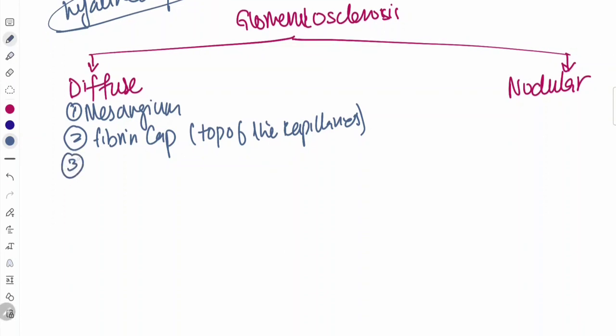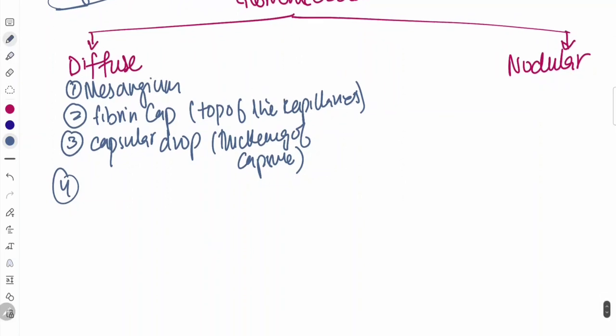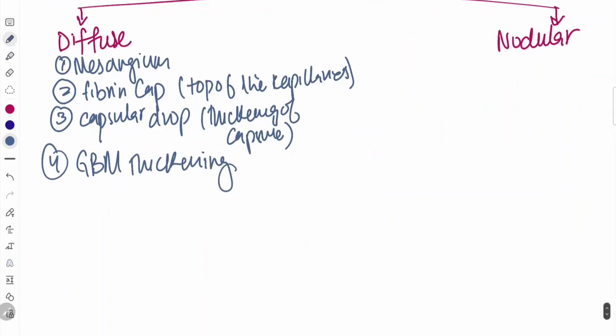Third one is the capsular drop. A capsular drop is a thickening of the capsule because of hyaline deposits. Then the fourth, what we have left, is the glomerular basement membrane thickening, because of hyaline deposits. So this is the diffuse type.